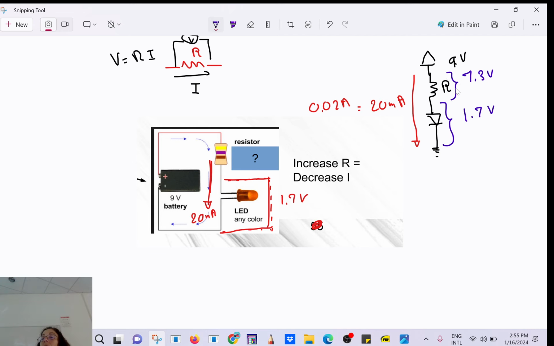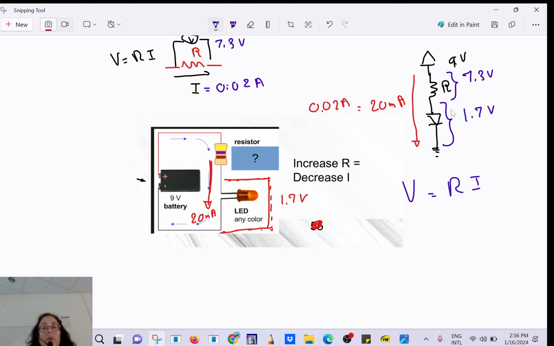So can we use Ohm's law now? We know the voltage drop across R, and we know the current going through it. The question is to find R. The resistance here is unknown. You know the current is 0.02 amps and the voltage is 7.3 volts, so I'm going to apply Ohm's law. Can you find R?